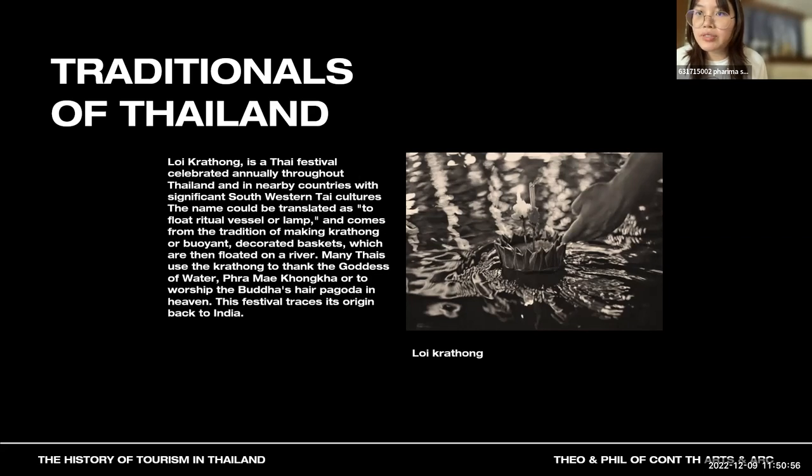The name could be translated as to float a ritual vessel or lamp, and comes from the tradition of making a krathong, a decorated basket which is then floated on the river. Many Thais use the krathong to thank the goddess of water, Phra Mae Khongkha, or to worship the Buddha's footprint, the pagoda in heaven. The festival traces its origin back to India.